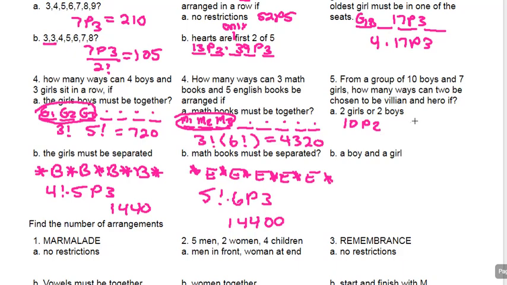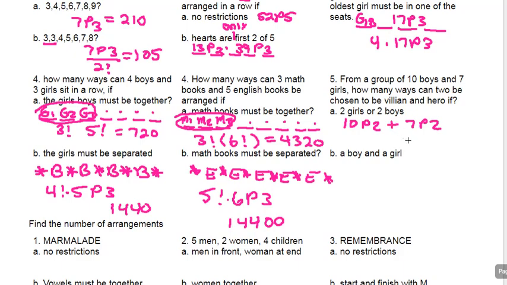That's going to be 7P2. That takes all the 7 girls and arranges them in 2s. And that gives everyone a chance to be the first and everyone a chance to be the second, which means everyone the chance to be the villain and everyone the chance to be the hero. So this meets one of the criteria and this meets the other criteria.